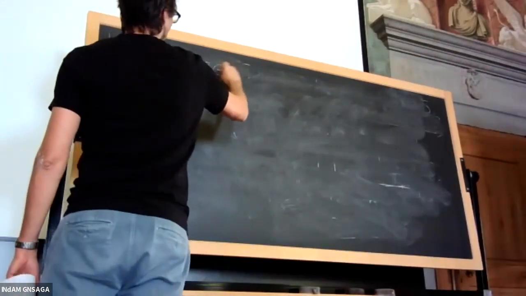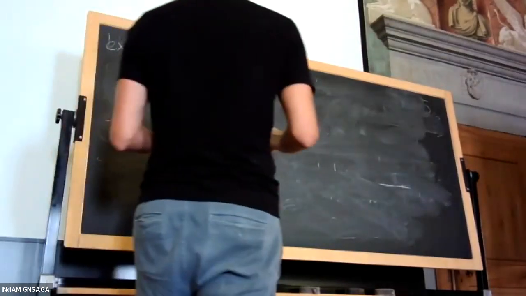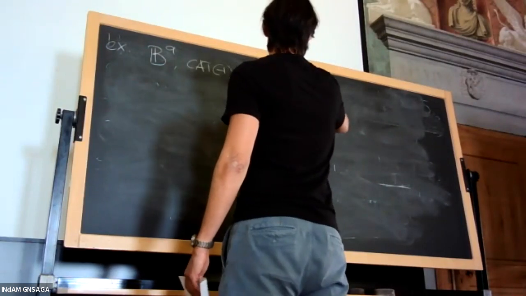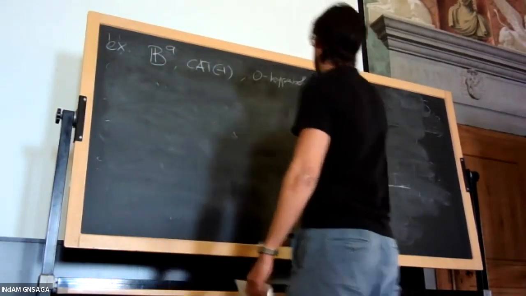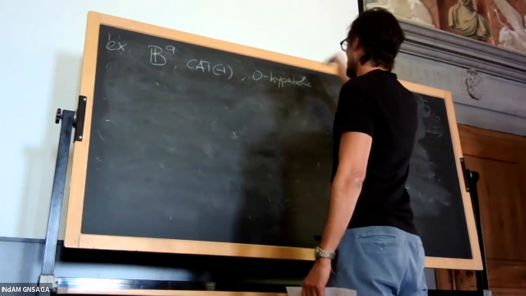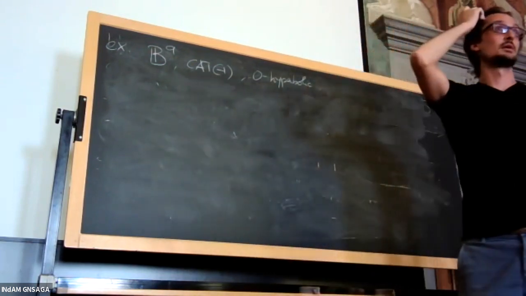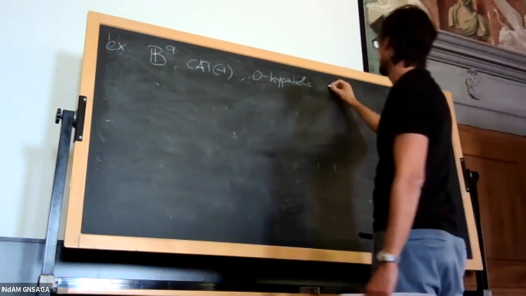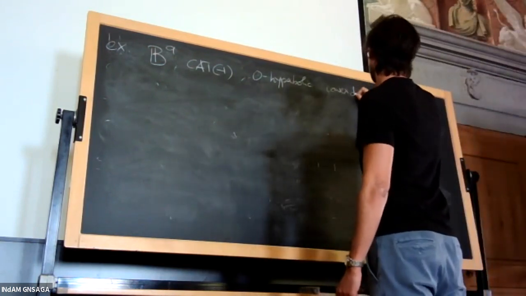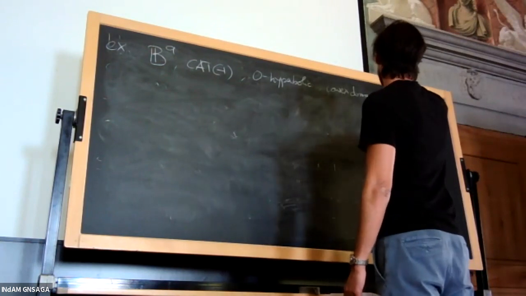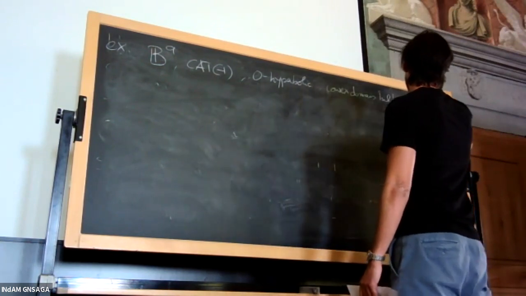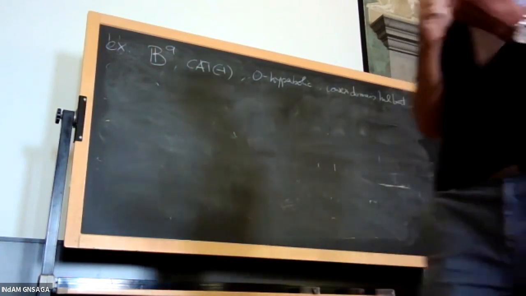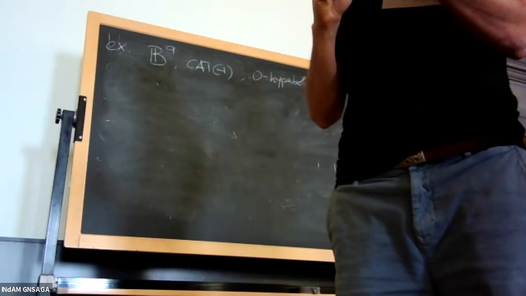So examples: the board, CAT(-1) spaces, zero hyperbolic spaces, and also convex domains with the Hilbert metric when they are Gromov hyperbolic. So convex domains which are Gromov hyperbolic. If they are not Gromov hyperbolic, it does not even make sense.